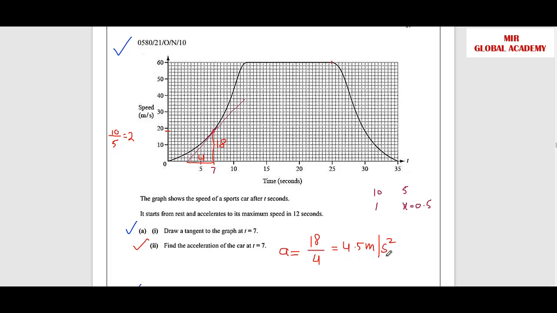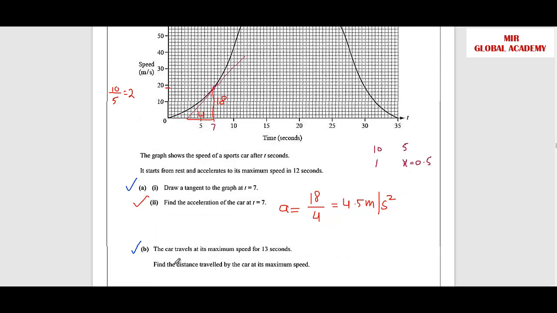And it was the gradient of this line. And the gradient of the speed time graph is acceleration. Now it is 4.5 meter per second squared. The car travels its maximum speed for 13 seconds. Find the distance traveled by the car at its maximum speed.